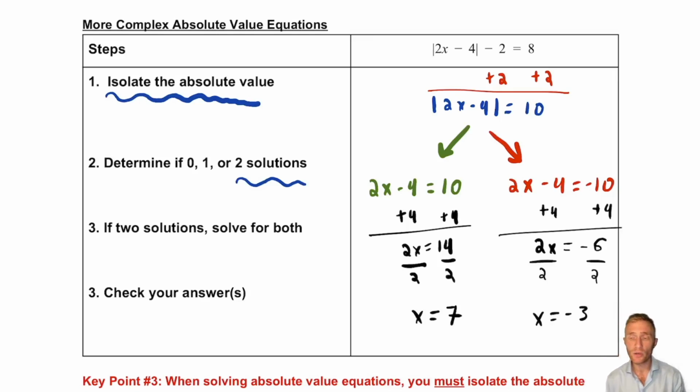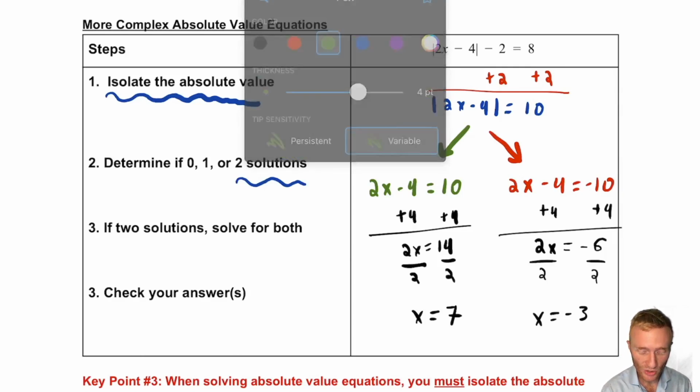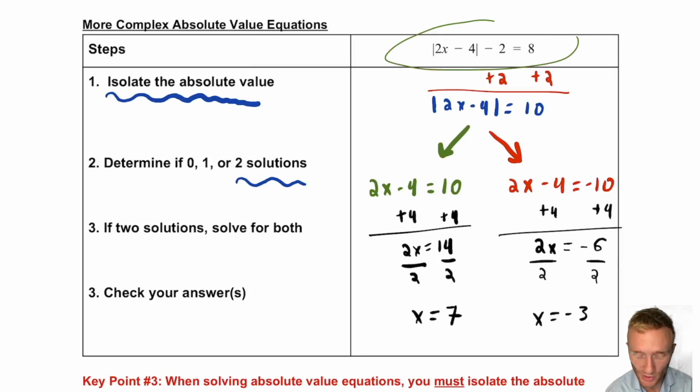The final step here is to check your answers. So you want to, even if it's just in your head, go ahead and plug them back in. So first, if we try 7, if we go back up to this top equation and we say, okay, 7 times 2 is 14, minus 4 is 10, absolute value stays 10, minus 2, yep, that's 8. So 7 is good.